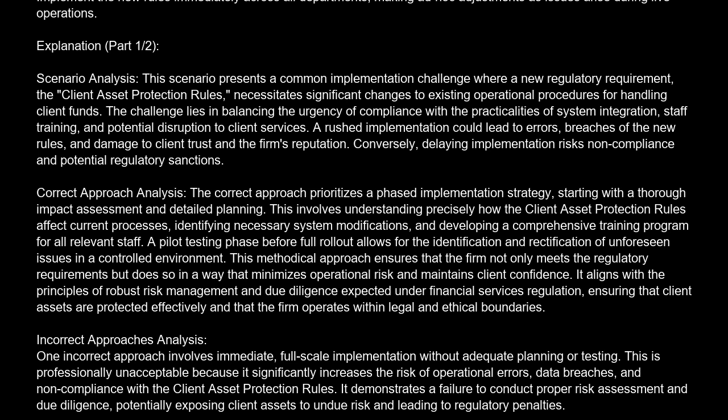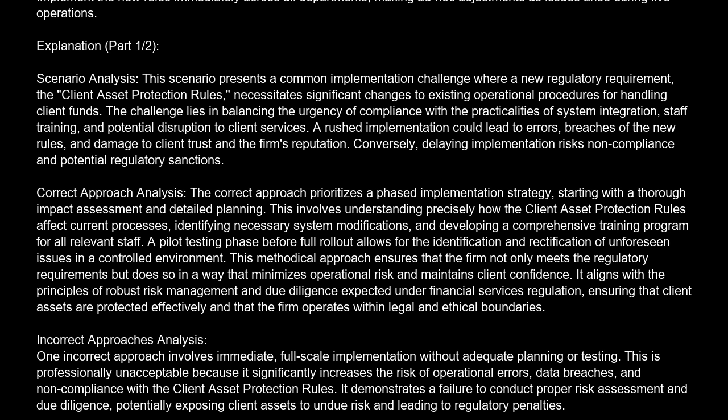This methodical approach ensures that the firm not only meets the regulatory requirements, but does so in a way that minimizes operational risk and maintains client confidence. It aligns with the principles of robust risk management and due diligence expected under financial services regulation, ensuring that client assets are protected effectively and that the firm operates within legal and ethical boundaries.